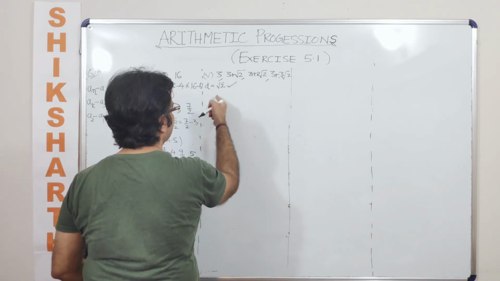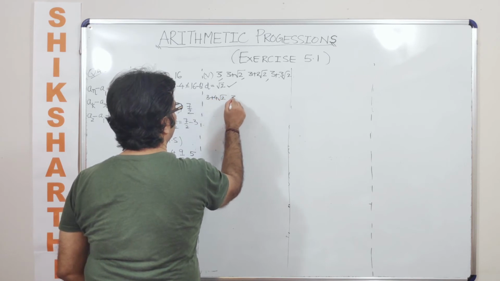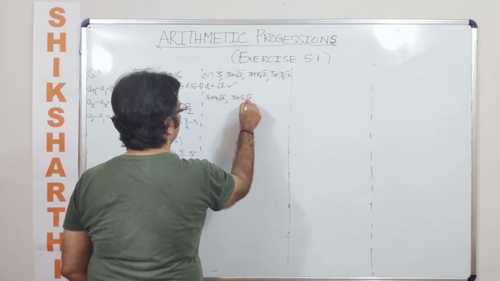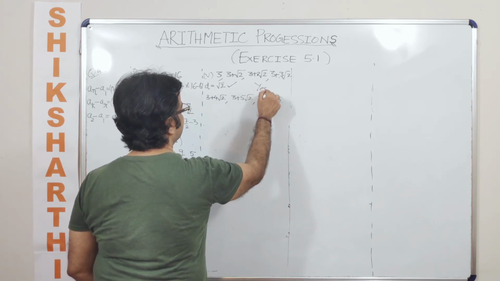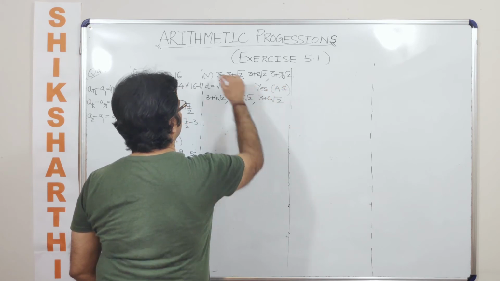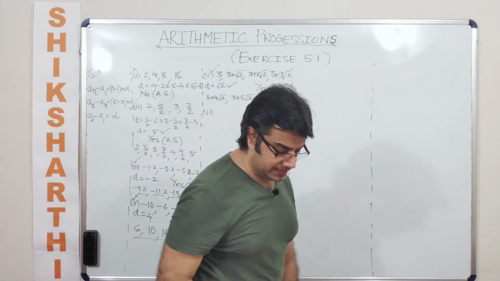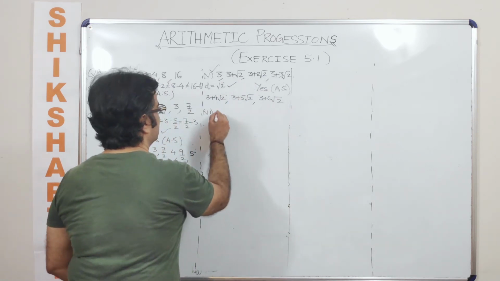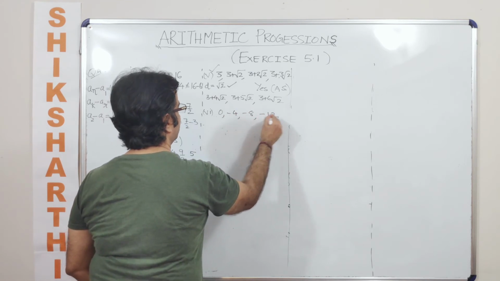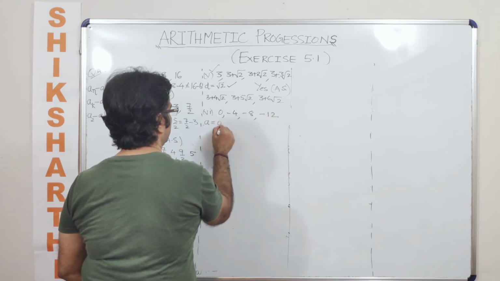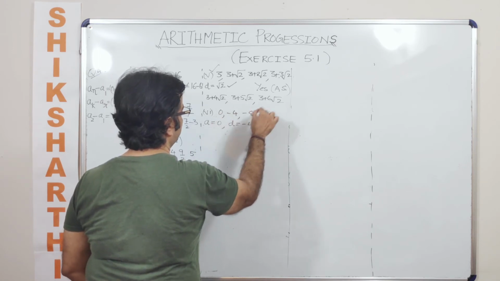Let me write down the next three terms. So 3 plus 4 root 2, followed by 3 plus 5 root 2, followed by 3 plus 6 root 2. And the answer is yes, it is an arithmetic series. Subpart 6 says 0, minus 4, minus 8, minus 12. So here the first term is 0 and the common difference appears to be minus 4. Why? Because we are keeping on adding minus 4.